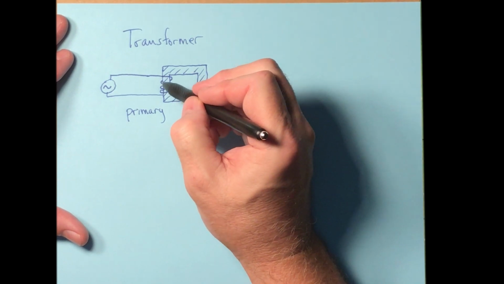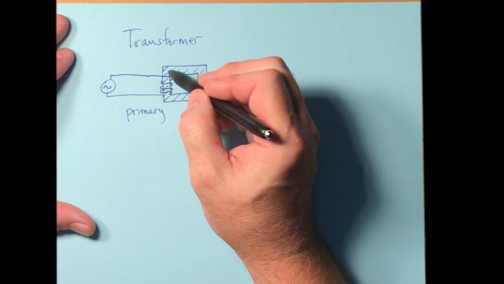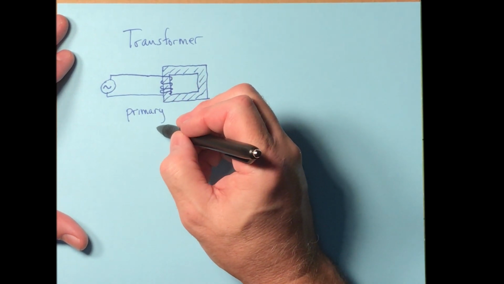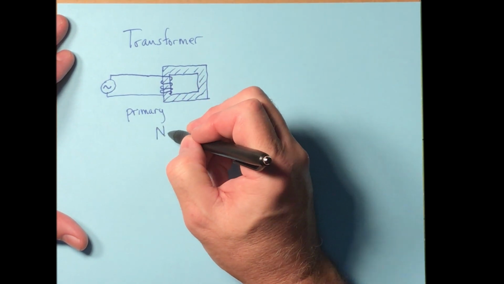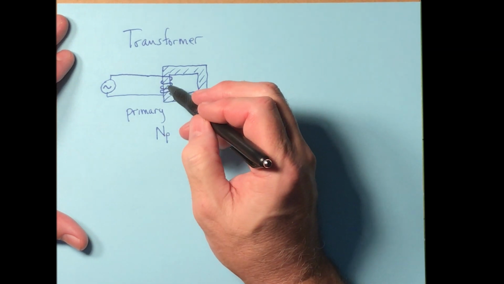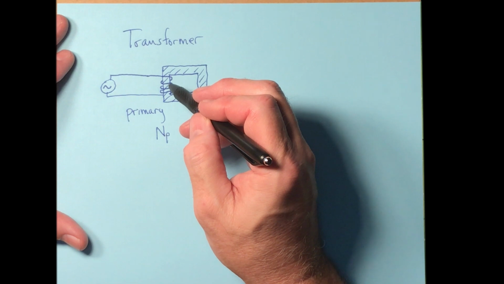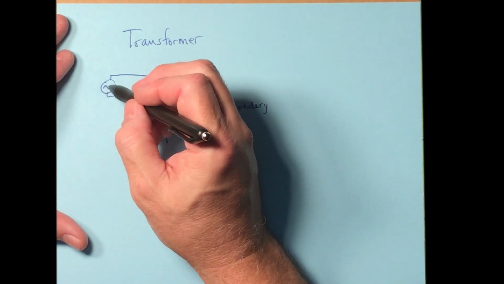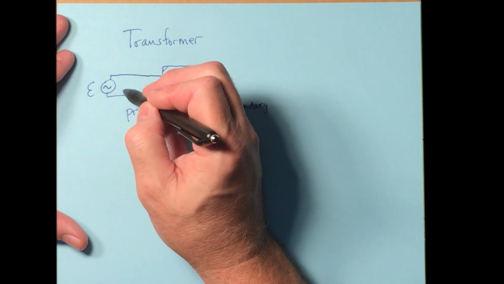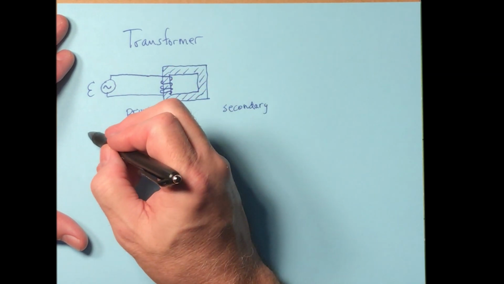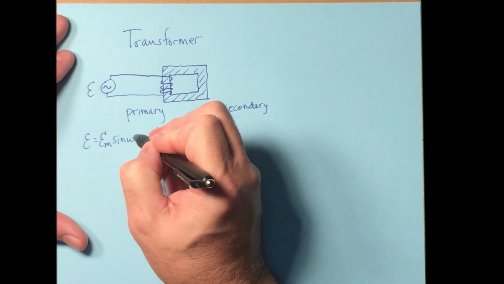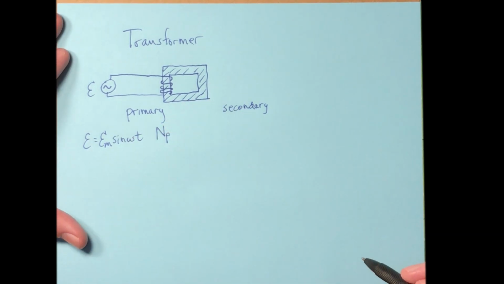Now, what we've done here is we've wrapped some wires around this iron core. And since this is the primary side, let's call this number of turns N sub P. That's the number of turns on the primary side. Okay? And this is an EMF generator that's going to generate a sinusoidal voltage given by E equals E sub M sine omega t, like that.